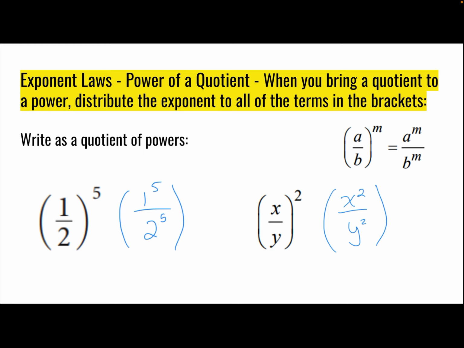The 5 gets attached to both. Now some of you might be saying, well, 1 to the 5 is just equal to 1. It is, and you could just write it as 1, but this is asked as a quotient of powers. If you wrote it as just a 1, I would still give you a mark for that because it is correct. And then we have x to the 2 over y to the 2. The 2 is distributed to both those terms in that quotient.